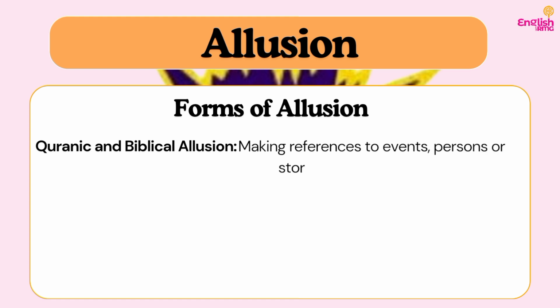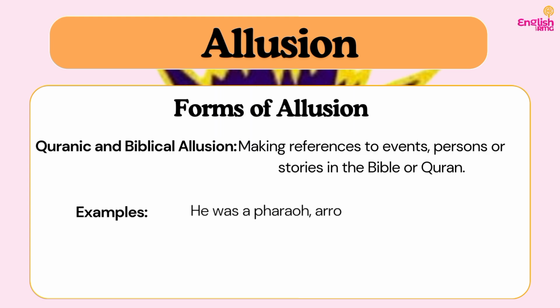So now we have another form of allusion, the religious one, which is Quranic and biblical. That is making references to events, persons, or stories in the Bible or in the Quran. I want to believe that this is one of the commonest allusions that students are familiar with, because many students are either Christians or Muslims. So when these allusions are made, you quickly understand them because you already have the prior knowledge. Let's consider a few examples of these allusions.